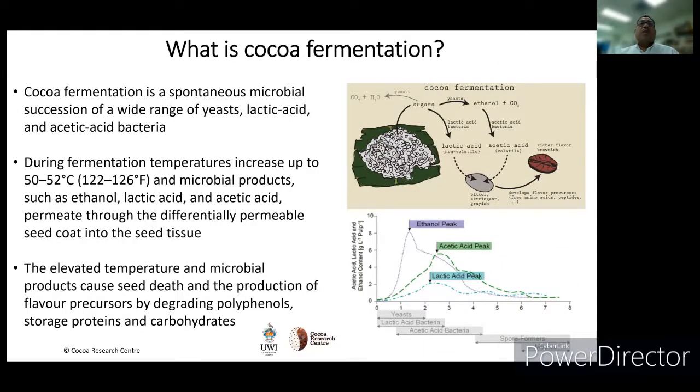This presentation speaks about cocoa fermentation, and I just wanted to define what is cocoa fermentation. It is basically a spontaneous microbial succession of a wide range of yeasts, lactic acid, and acetic acid bacteria. And during fermentation, the mass of beans increases in temperature to about 50 to 52 degrees centigrade, and the microbial products such as ethanol, lactic acid, and acetic acid permeate through the seed coat into the seed tissue. The elevated temperature and microbial products cause seed death and the production of flavor precursors by breaking down polyphenols, storage proteins, and carbohydrates.